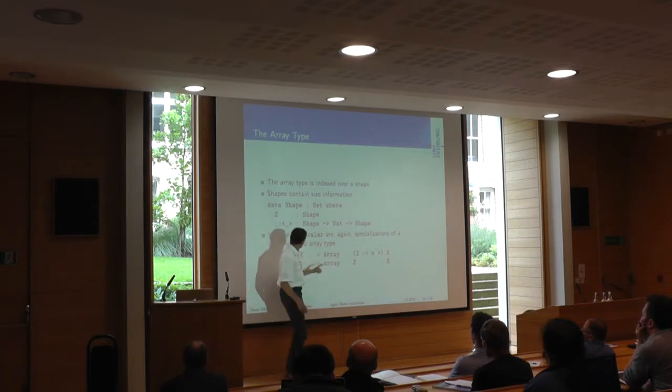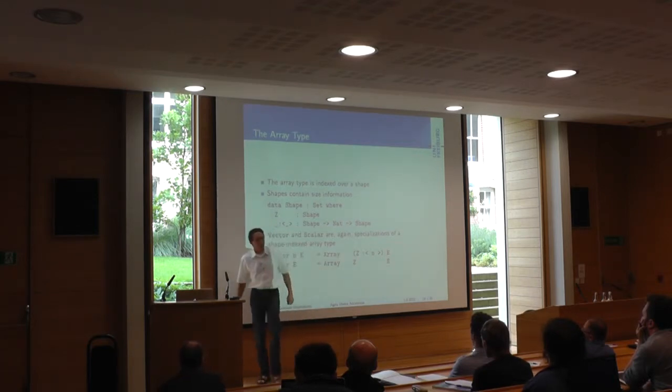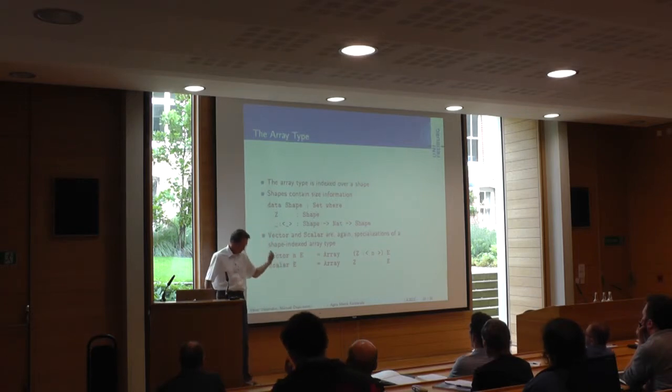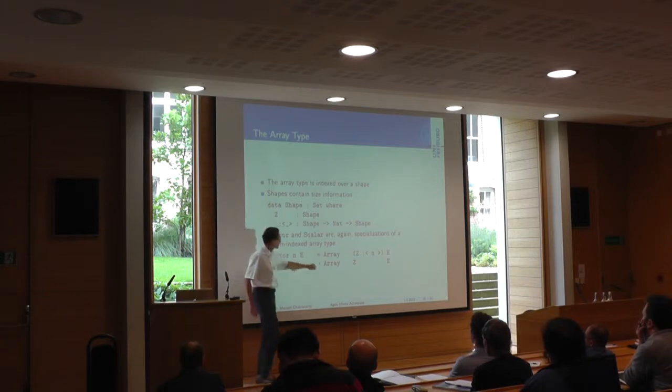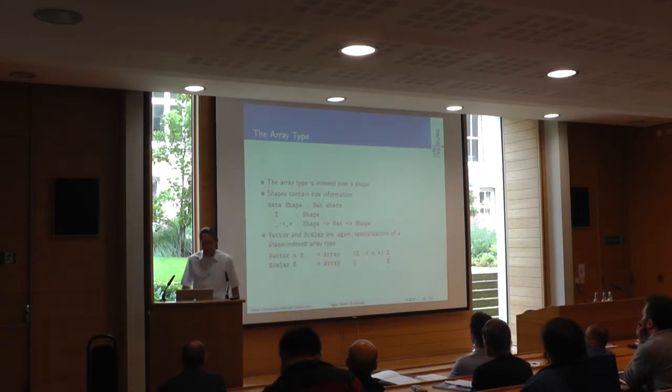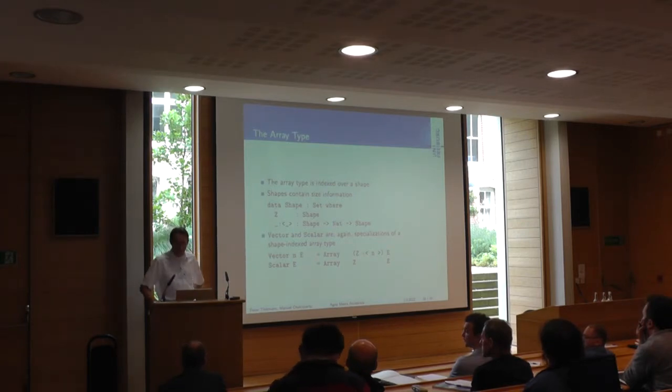The difference is that the vector is indexed by the length, and here in the shape you put the actual length, whereas in the Accelerate version you would just say Z :. Int at that point. So your shape is essentially a list of integers, a list of naturals.